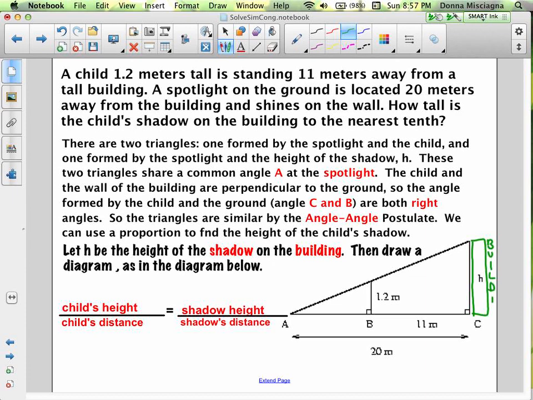You should label your diagram the same way I'm labeling mine. And a child is 11 meters away. So this distance here is 11 meters. Here we have the child. A spotlight on the ground is located 20 meters from the building. So if we go from the building and go 20 meters out, we have a spotlight.